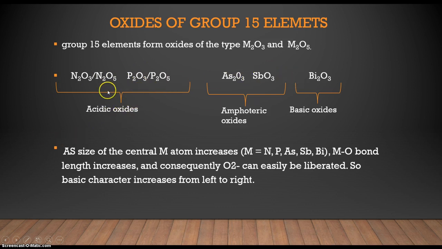As we move from nitrogen to bismuth, we observe that the basic character of the oxide increases. Bismuth oxide will show the maximum basic character. Why will bismuth oxide show maximum basic character? Because bismuth, being larger in size, has a higher bismuth-oxygen bond length, and for this reason bismuth will lose the oxygen atom in the form of oxide ion, and consequently basic character appears in this compound, bismuth oxide.